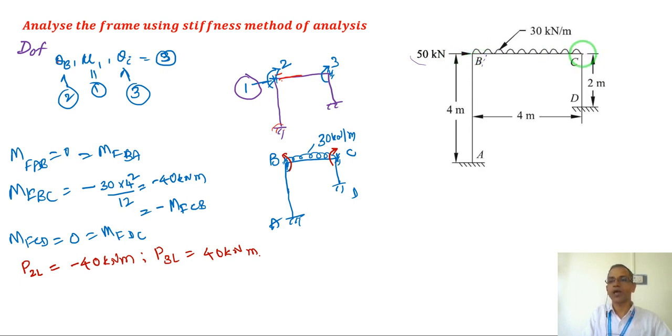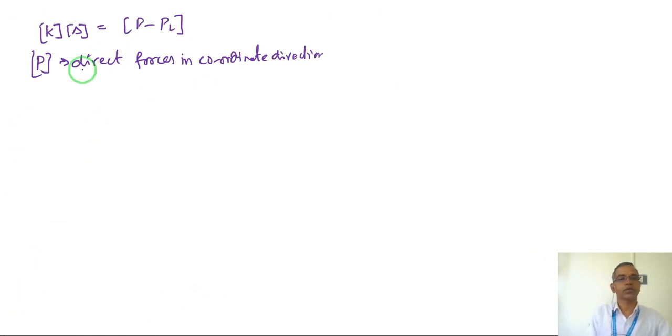There could be some cases with an overhang, and there may be a load like this. So this load into distance causes a moment. That will be a direct moment at the third coordinate, that we can take as P3, if at all that is there in the question. So the P1 is 50 kilonewton and P2 equal to P3 equal to 0. So PL we already decided.